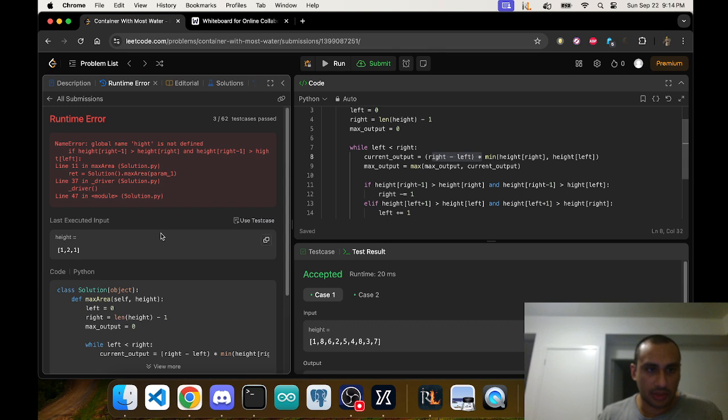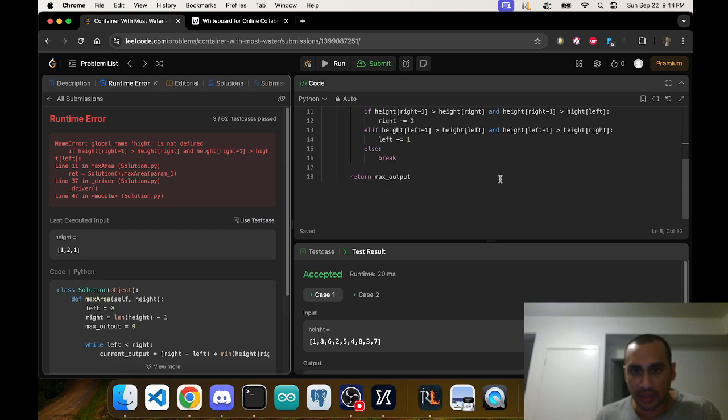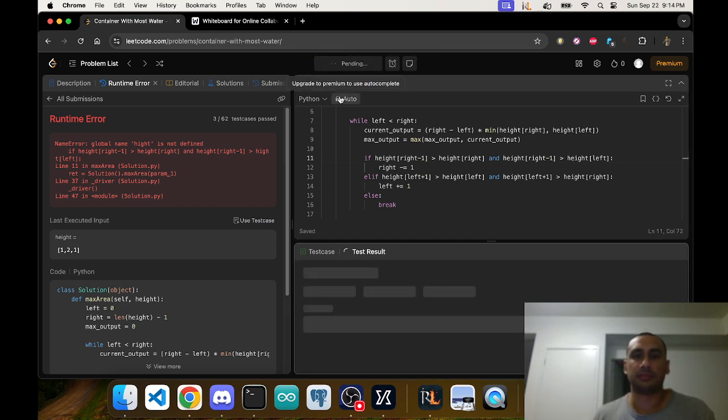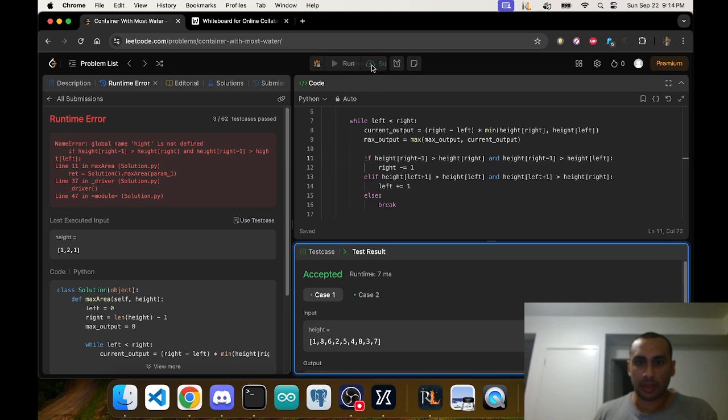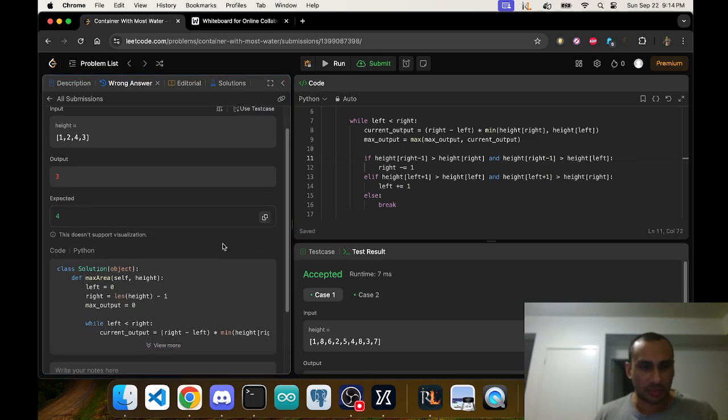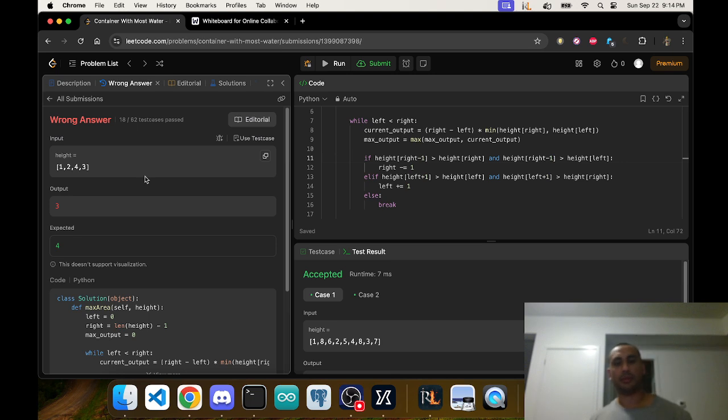What? Runtime error. Oh, I put the wrong variable name. Where's the error? Here. Height. Run. Pass the test case. Wrong answer. I put 3, 4. 1, 2, 3, 4. Oh, why does it do that?